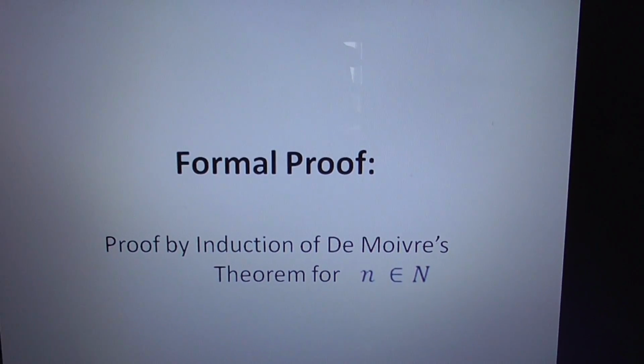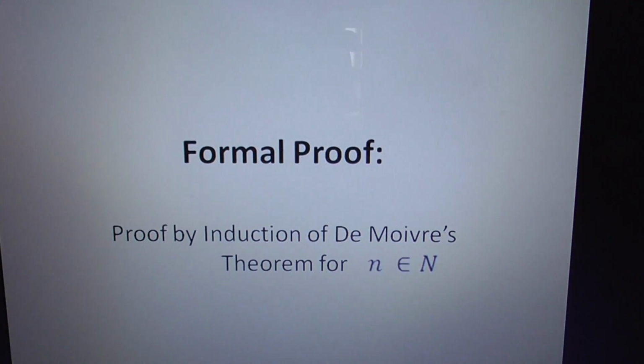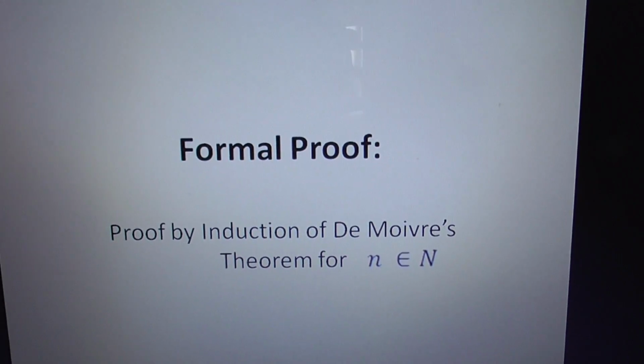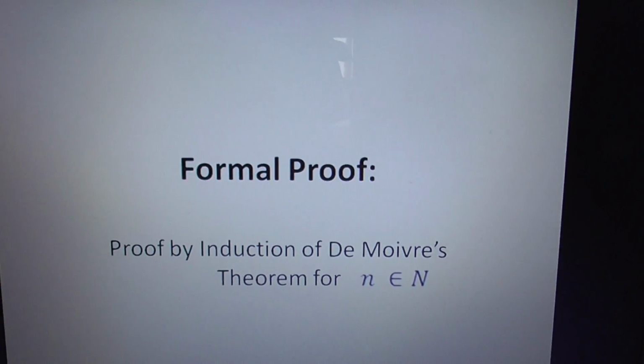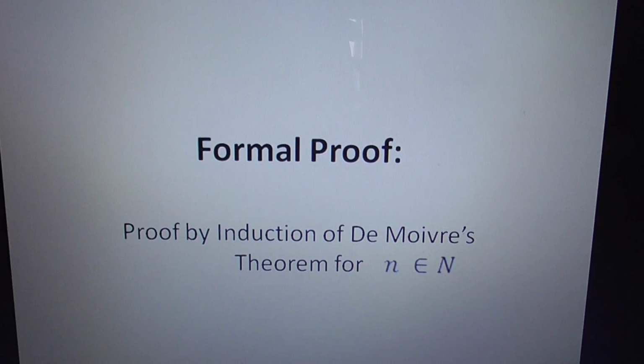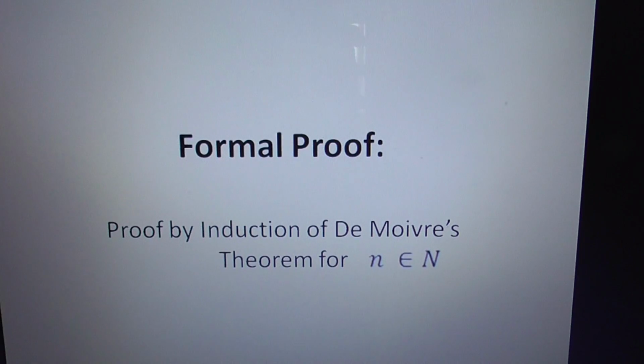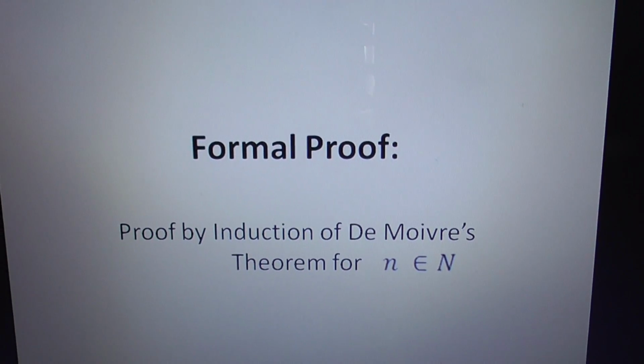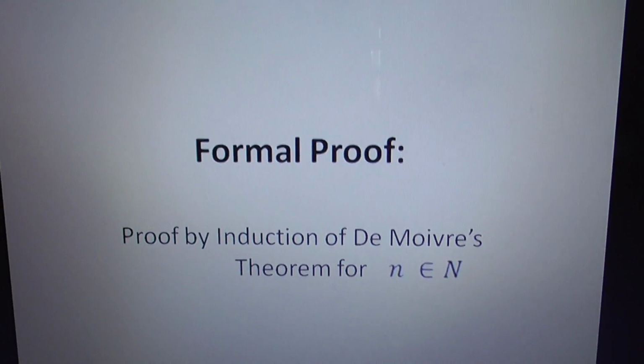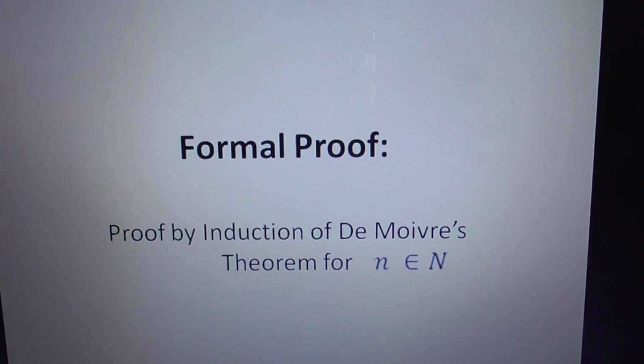Okay, next we are going to learn the formal proof, which is a proof by induction of de Moivre's theorem. Now, we have to know this for all natural numbers. So it is a formal proof on the course. Make sure you're trying to understand it line by line as I go through it.